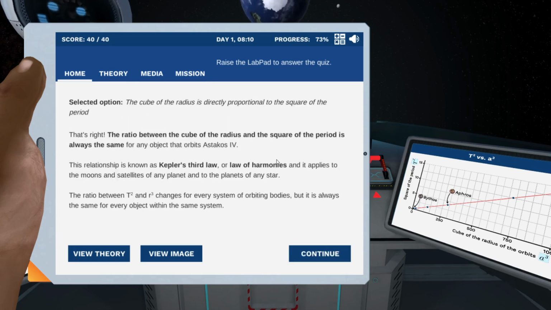That's right. The ratio between the cube of the radius and the square of the period is always the same for any object that orbits the same body. This relationship is known as Kepler's third law, or law of harmonies, and it applies to the moons and satellites of any planet and to the planets of any star. The ratio between T² and the cube of the radius changes for every system of orbiting bodies, but it is always the same for every object within the same system.